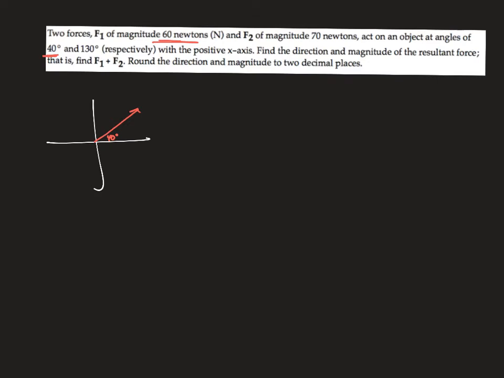And then the second one is 70 newtons and 130 degrees respectively. Remember, guys, it's with respect to the positive x-axis, so your initial side would be here, and then you rotate around to wherever you need to be. That 130 degrees is roughly here. I'm going to make it a little longer than the red one since it's 70 newtons instead of 60 newtons. And when you're adding them, you start at the end of the first one, so I would start there.